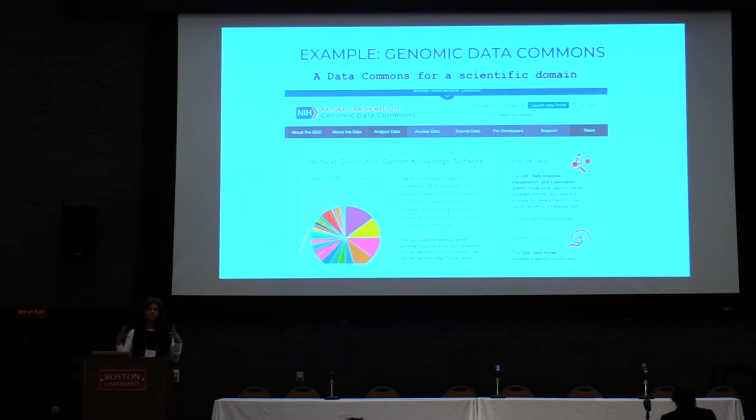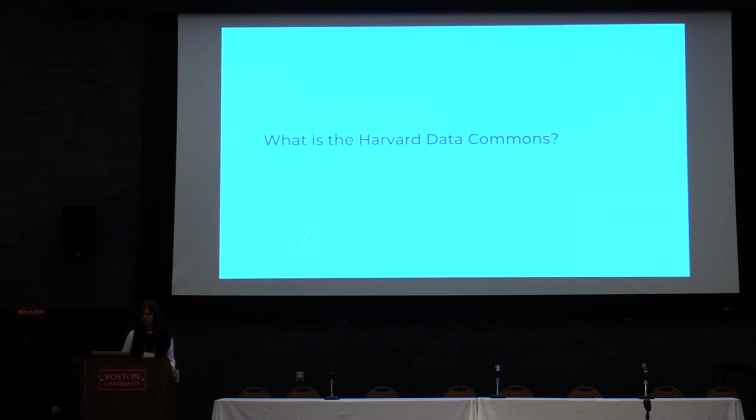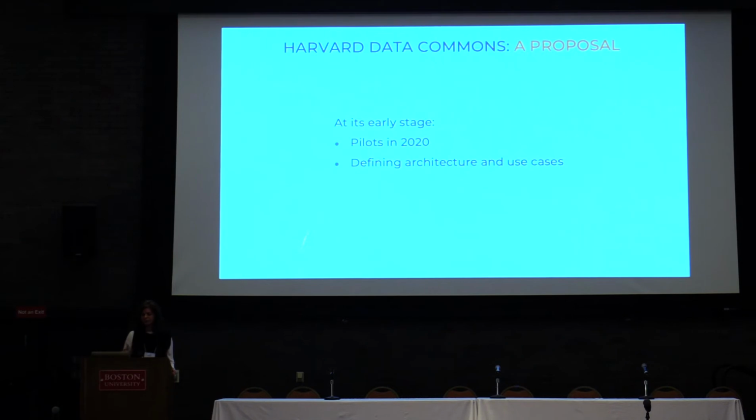For more domain-specific data commons, an example is the Genomic Data Commons by NIH. In this case, they provide all the specific tools needed not only for accessing the data, but also for exploring that data and merging it with other data sets. So what do we intend the Harvard Data Commons to be? How is it different from these data commons that I showed you?